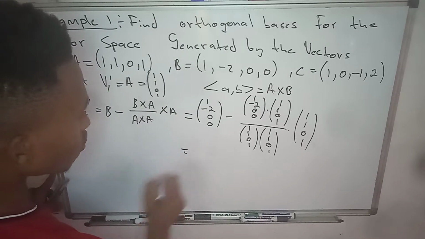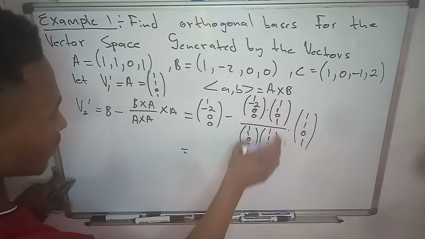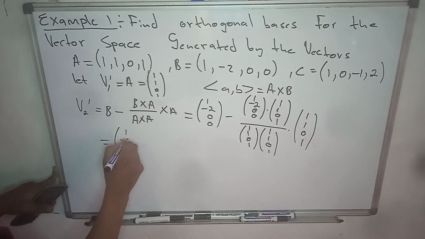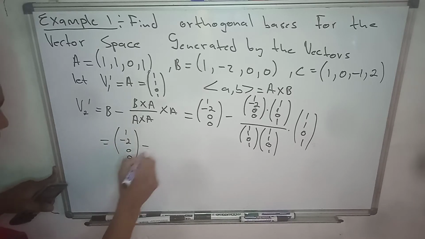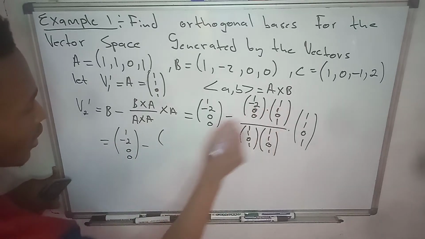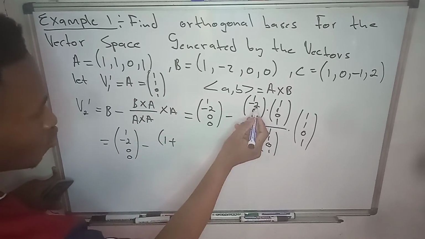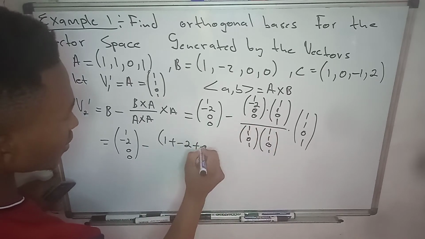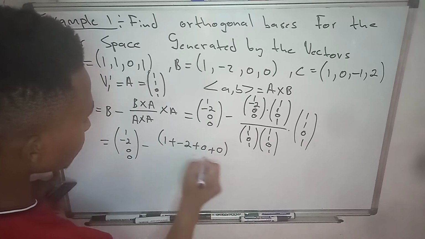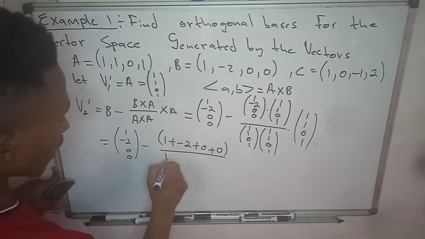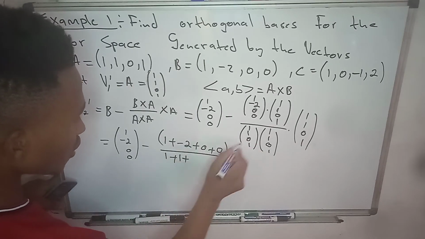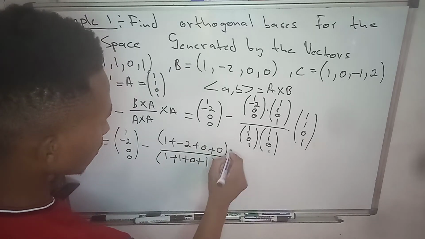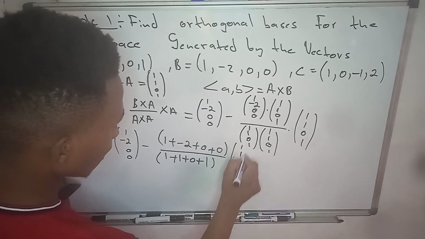So this is what we're going to do. Let's start by solving this part first. So this will just be 1, minus 2, 0 and 0, minus 1 times 1 is 1, plus minus 2 times 1 is minus 2, plus 0 times 0 is just 0, 0 times 0 is just 0. Over 1 times 1 is 1, plus 1 times 1 is 1 also, 0 times 0 is 0, 1 times 1 is 1.